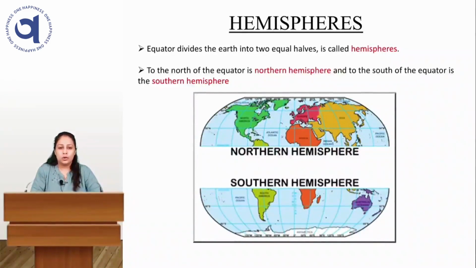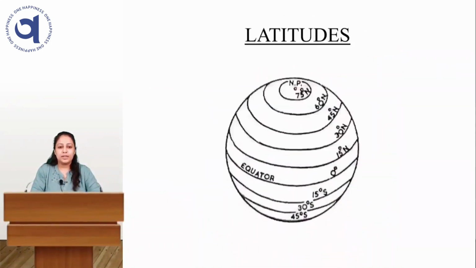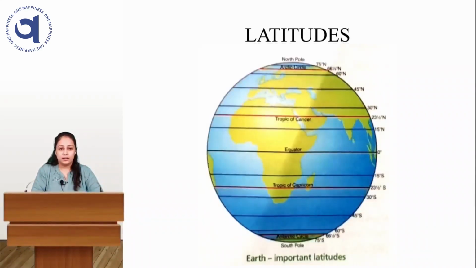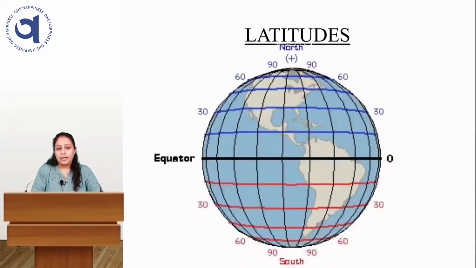To the north of the equator is the northern hemisphere, and to the south of the equator is the southern hemisphere. Now let us learn about latitudes. What are latitudes? The imaginary lines running from east to west, circling the earth, are known as latitudes. Children, do you know how many latitudes there are?